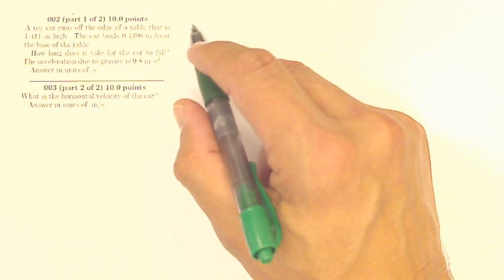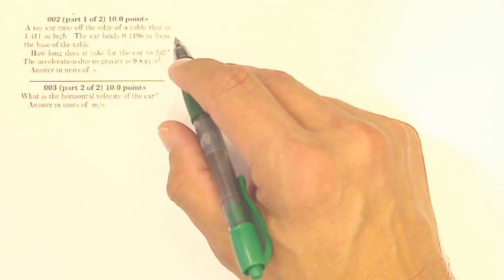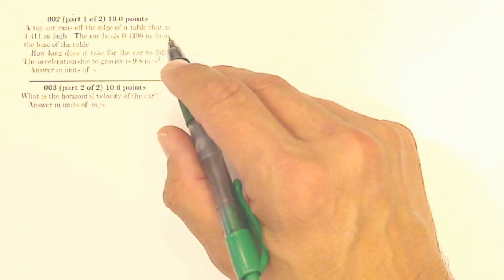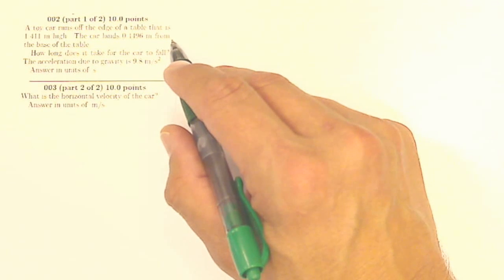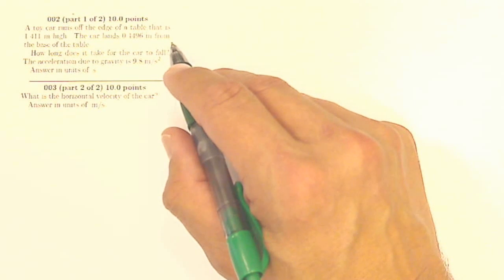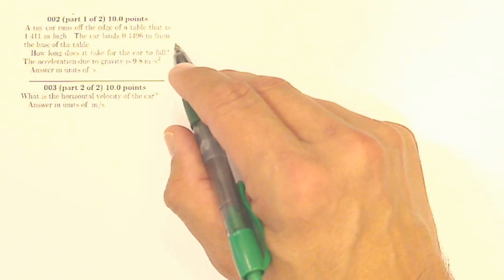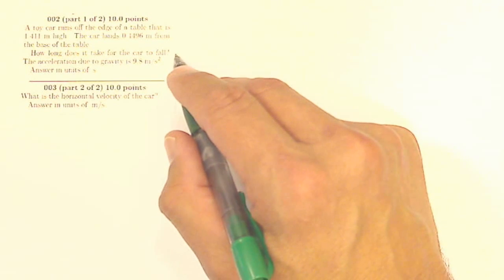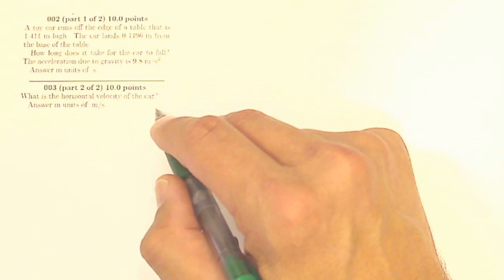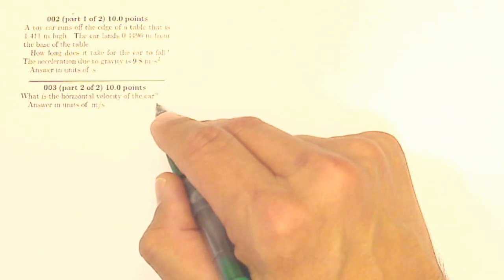This is AP Physics Homework 2.6, questions 2 and 3. Question 2 says, a toy car runs off the edge of a table that is 1.411 meters high. The car lands 0.4496 meters from the base of the table. How long does it take the car to fall? The next question asks, what is the horizontal velocity of the car?